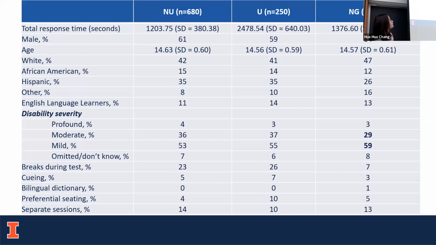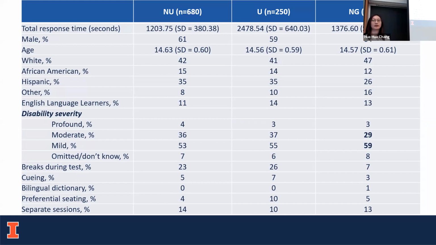So first, let's take a look at the distribution of some of the demographic features in the 3 groups. So the 3 columns are the not used, used, and not granted accommodation groups. All of them are LD students. And here's a summary of their composition into different races, gender groups, as well as their disability severity. There aren't a huge amount of difference. So it's not a very clear-cut difference across the groups.